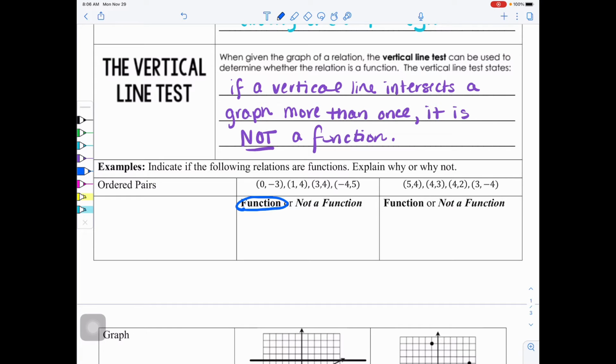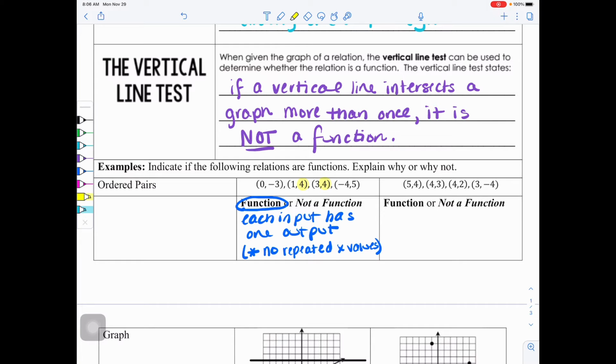And we would say each input has one output. Now a special note here, we look for no repeated x values. As long as I have no repeated x values, that's going to be a function. I do not want you to confuse that with repeated y values. There are 2 y values that are 4, but that's okay. We're only concerned with each input having one output. 1 is only paired with 4. 3 is only paired with 4, so that's okay.